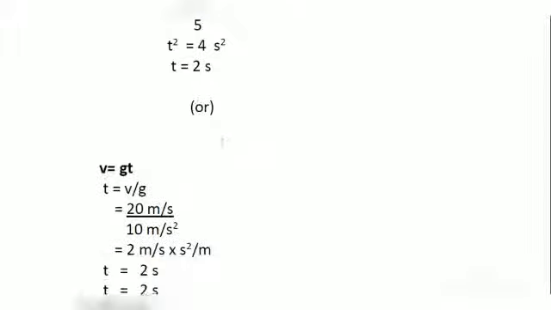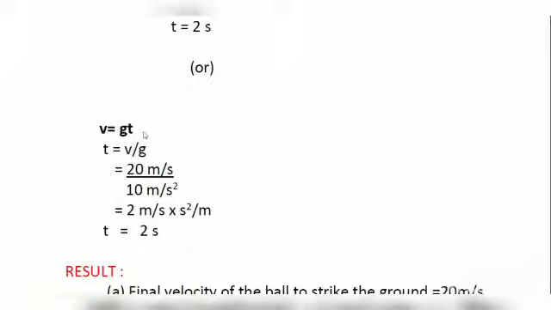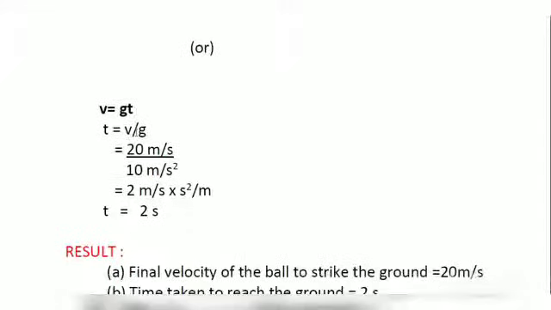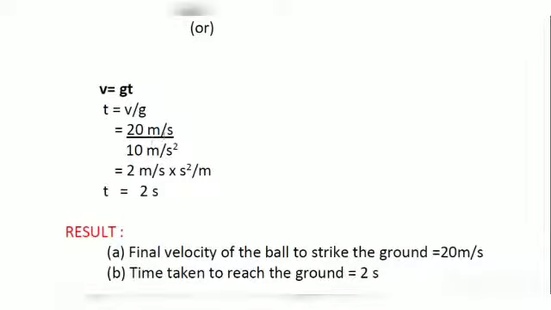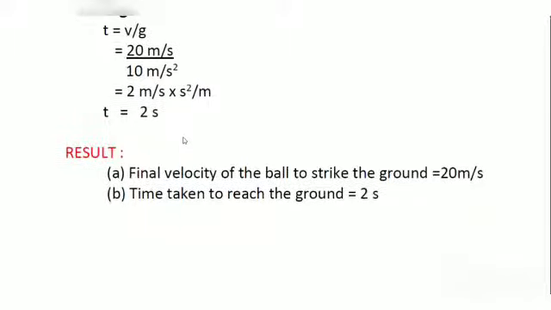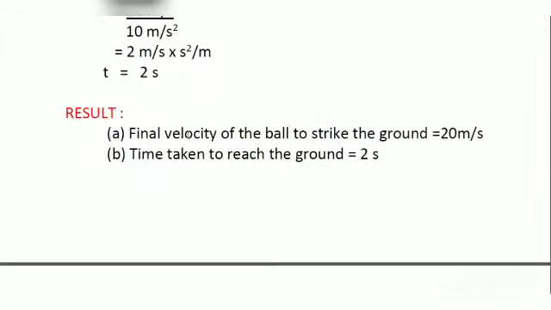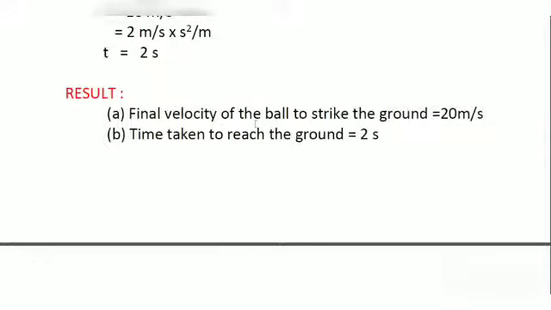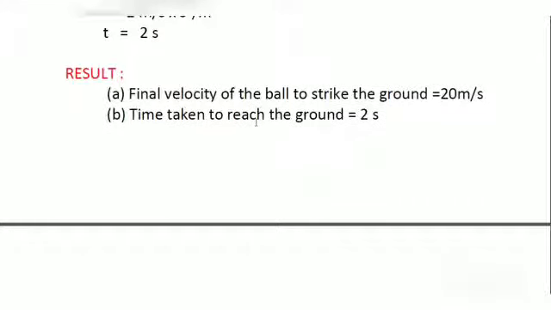To find the time, we can also use the formula v is equal to gt. From this, t is equal to v by g, which is 20 meter per second divided by 10 meter per second squared. When we divide 20 by 10, we get 2. Meter and meter get cancelled, and seconds squared and second get cancelled, so we get time equal to 2 seconds. So in the result, the final velocity of the ball to strike the ground is 20 meter per second. Time taken to reach the ground is 2 seconds.